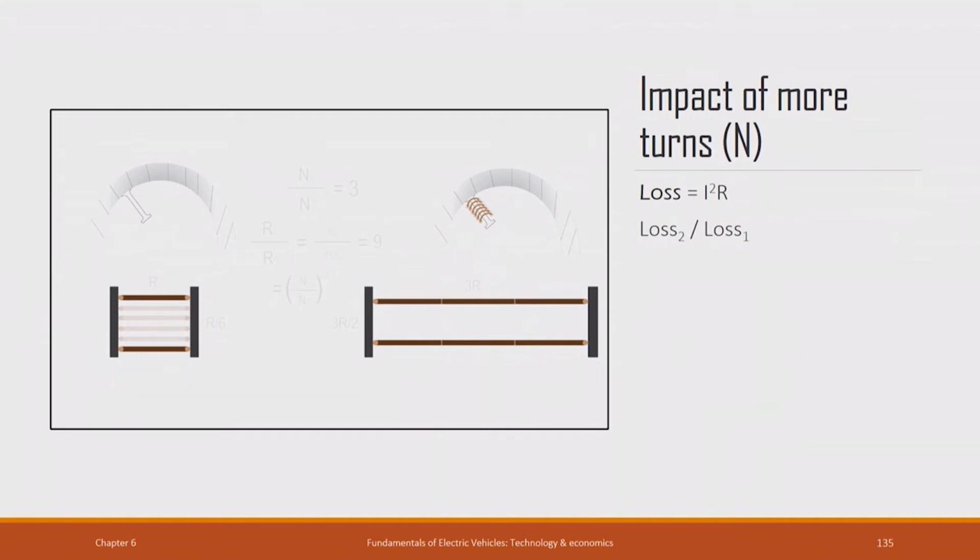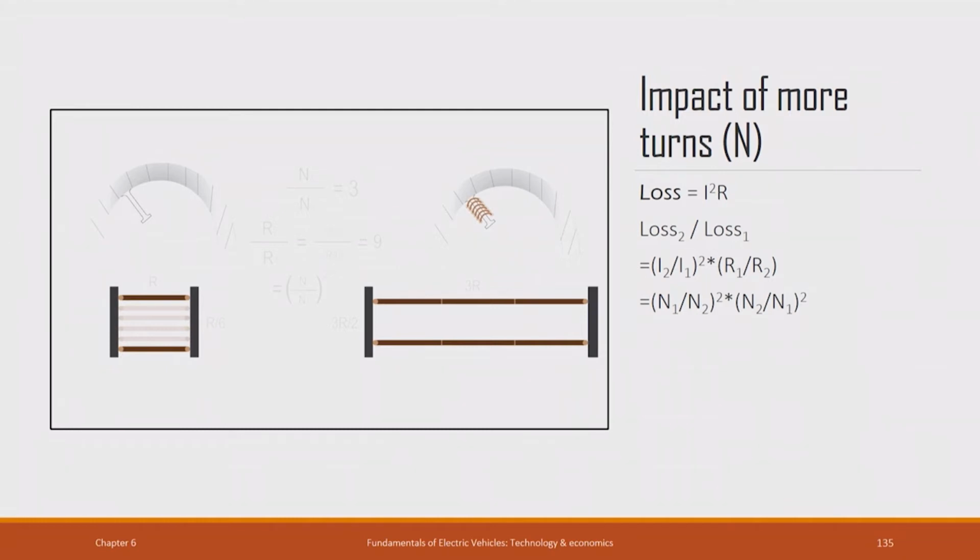The loss of the new arrangement where there are 3 turns, I am trying to compare it with the loss in the original arrangement where there is only 1 turn, and since loss is I squared R, I can see the ratio of I squared and I can see the ratio of R. But the interesting thing about increasing the number of turns is that the flux linkage becomes 3 times more. So, for 1/3 of the current, I will get the same flux linkage, which means for the same torque, I have to only supply 3 times less current.